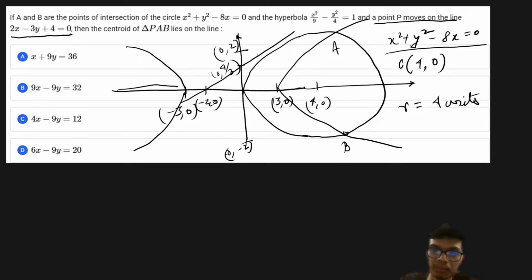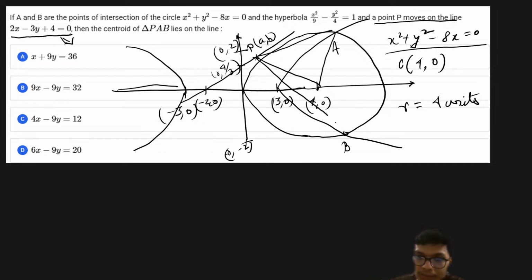So it is said that there is a point P. Let us consider the point P as an arbitrary point a comma b. Now a comma b lies on this particular line, and I have to find the centroid of the triangle PAB. So how am I going to do it? That is an important problem over here. Before we start, let us find the coordinates of the points A and B, so that I can find the triangle PAB.